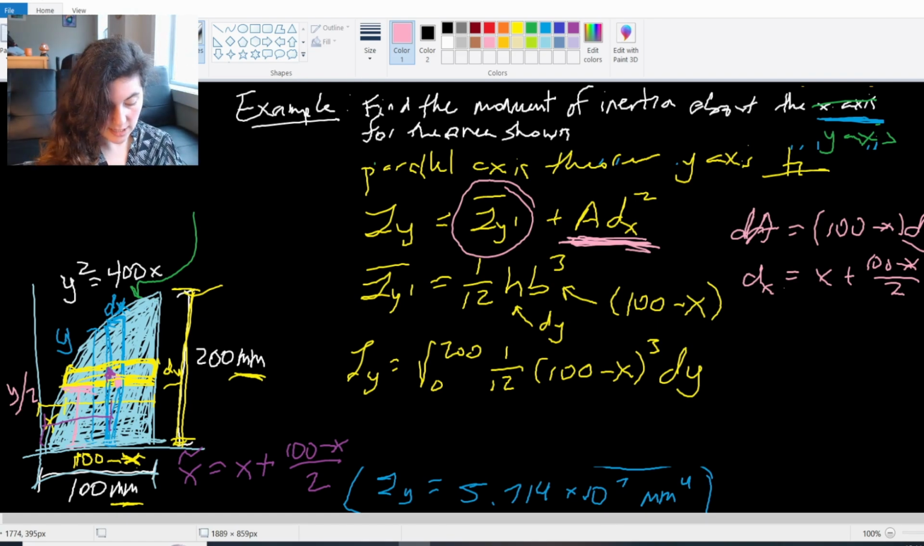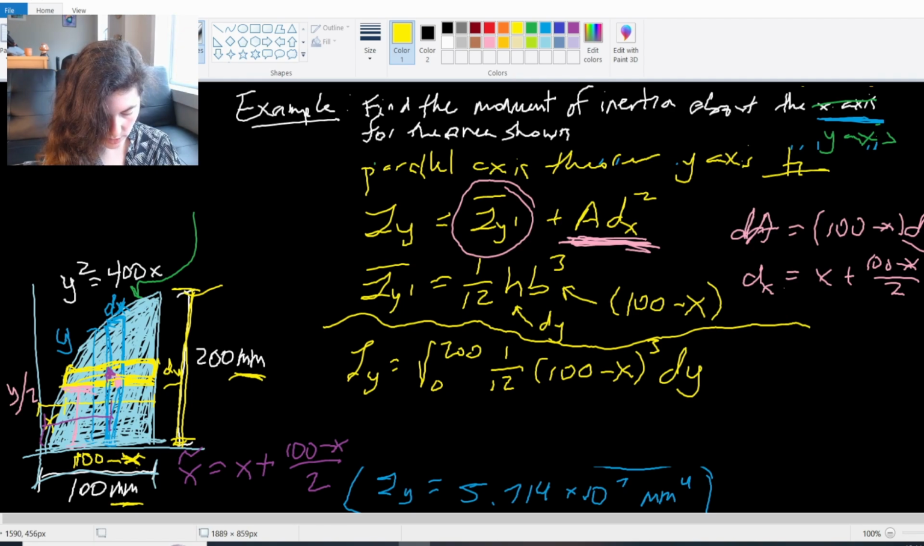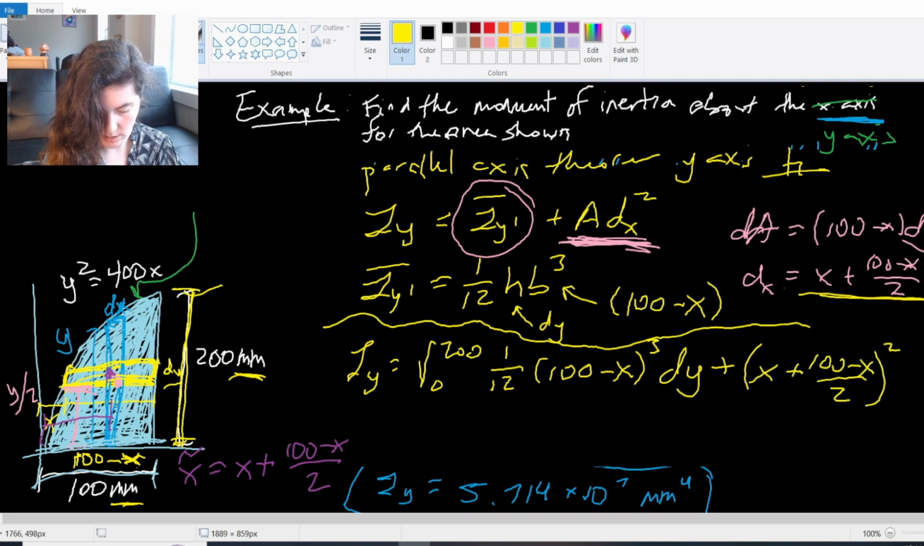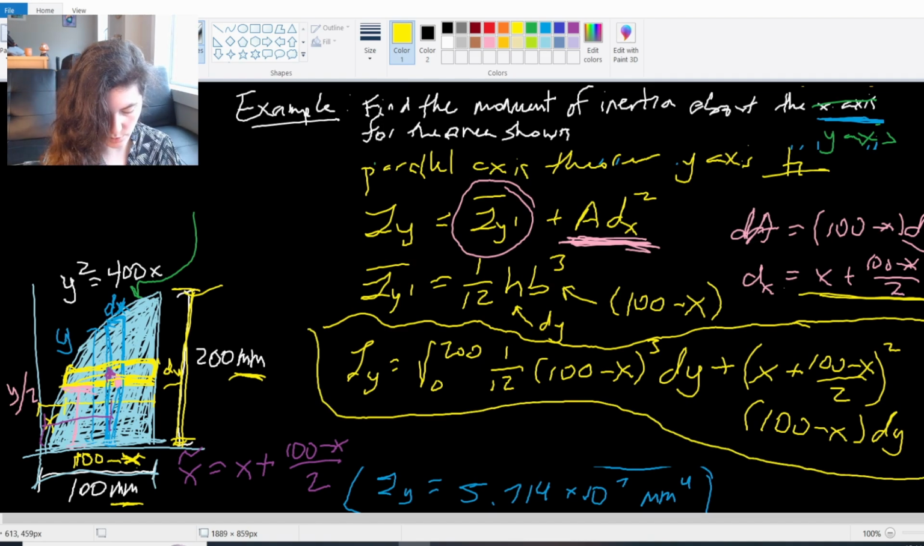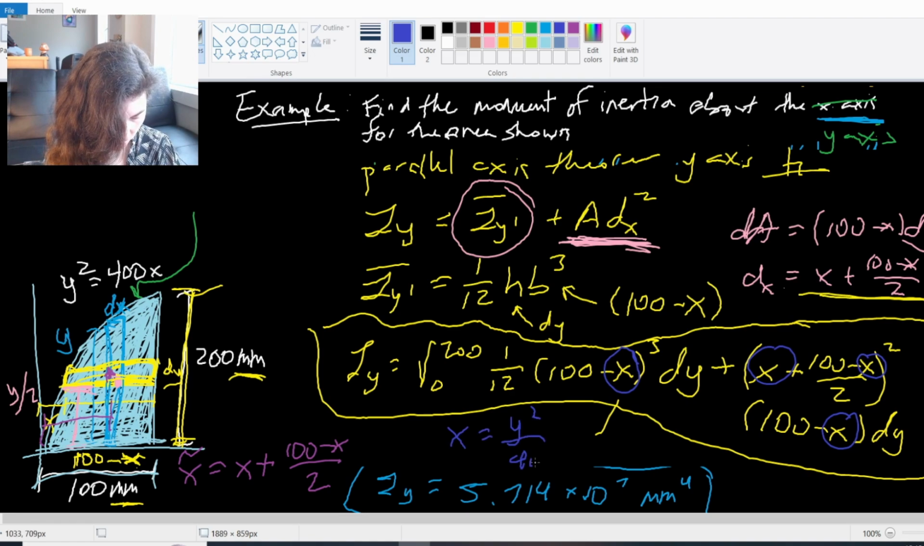So now if I add all of this into the equation we were looking at down here, I'm going to do this x squared term first. So this is squared: x plus (100 minus x) over 2, squared, times (100 minus x) dy. This is the full integral, and I need to substitute in y's for all of these x terms. All of those I need to substitute in x equals y squared over 400.